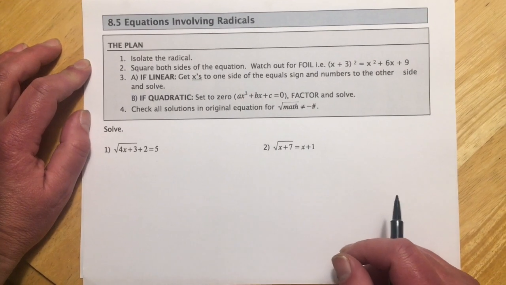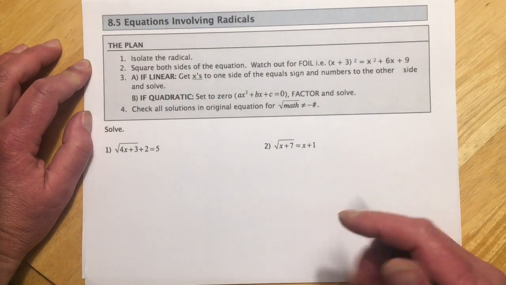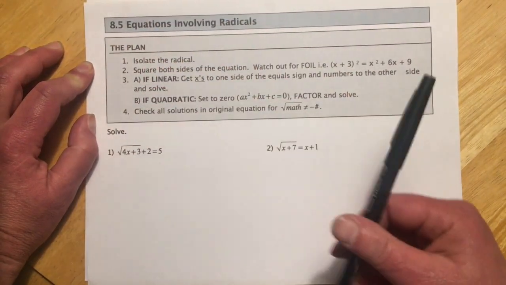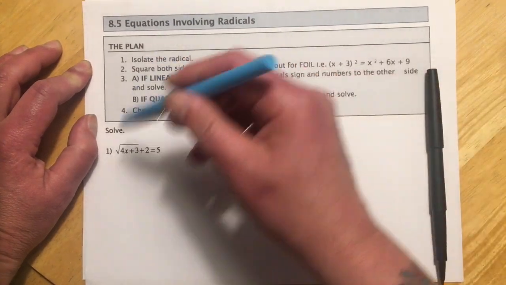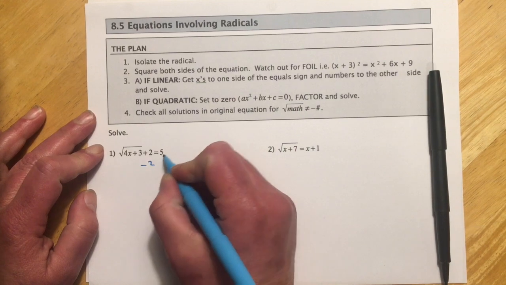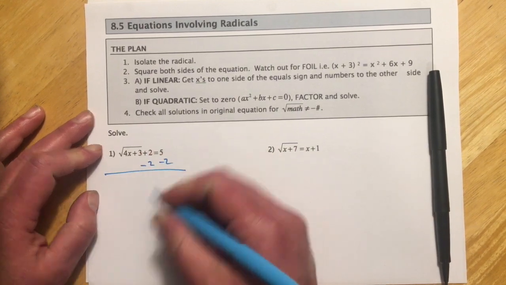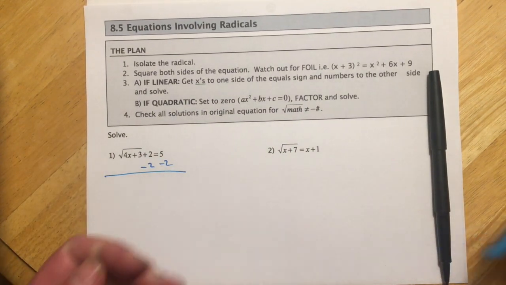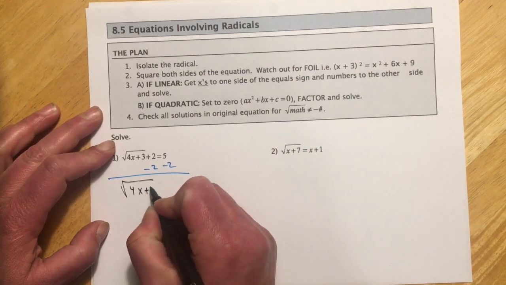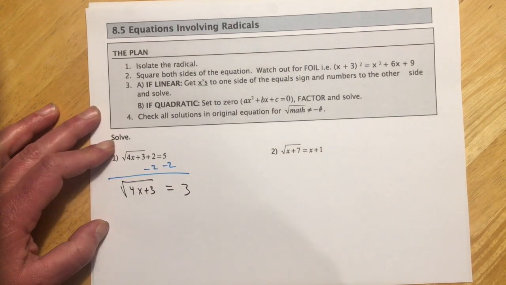Okay, 8.5 is about equations. And remember with this, this is a little bit more like chapter 7, where there's kind of a step-by-step plan. First step on these is isolate the radical. So we're going to go minus 2 on both sides. And that's going to get this radical all by itself. So 4x plus 3 under there equals 3.